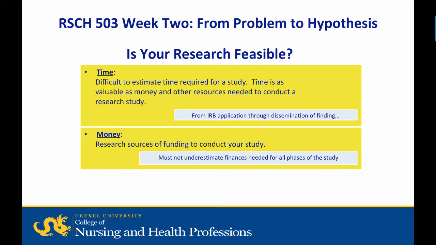Using the stepwise process discussed in the previous slide, the investigator then moves on to a key question: is the research proposed feasible? There are several aspects to this question. First, does the investigator have the time to do the study? Researchers must build in time to conduct their study. Time is often as valuable to research as money. Money is a second factor. Investigators must be very detailed in estimating costs associated with their research, both direct and indirect costs.